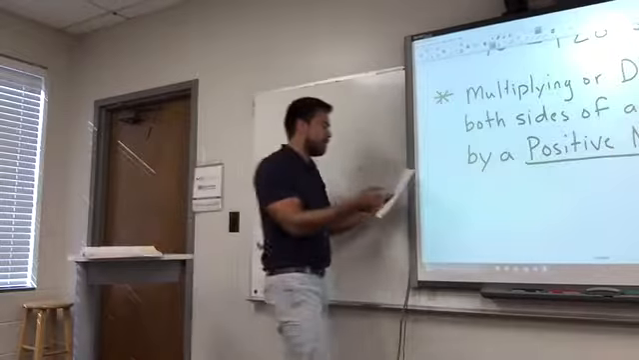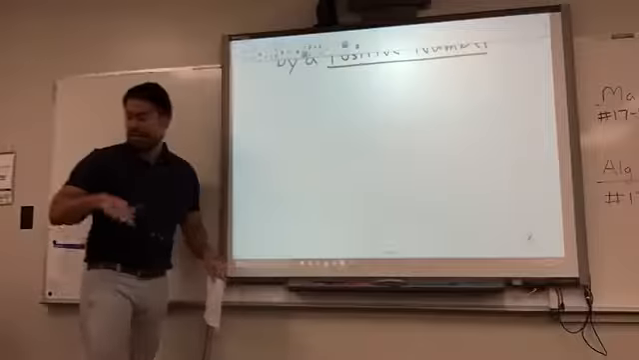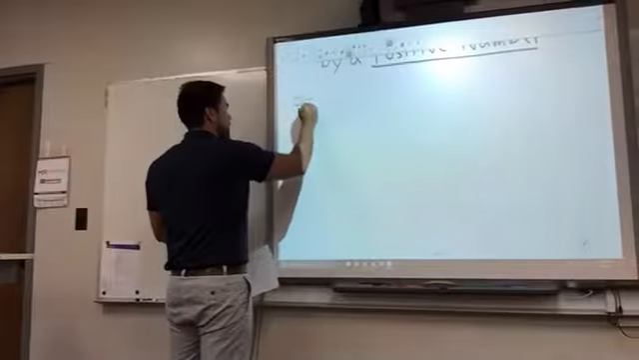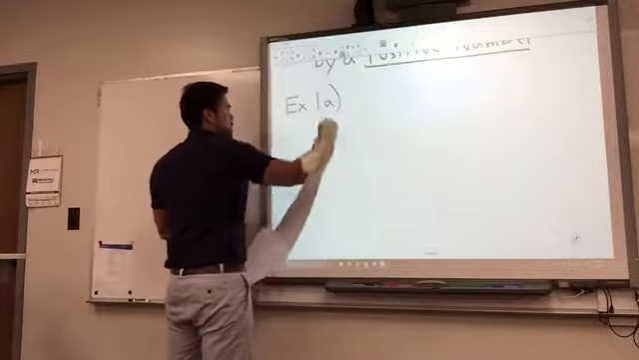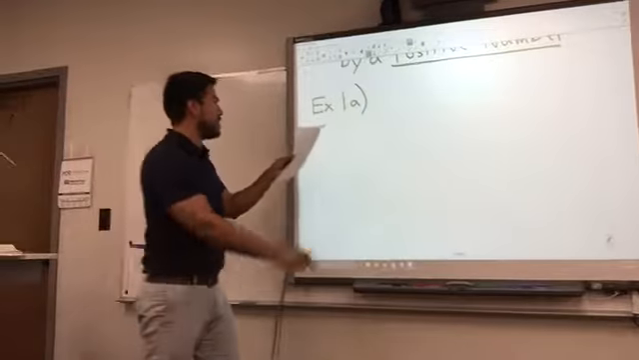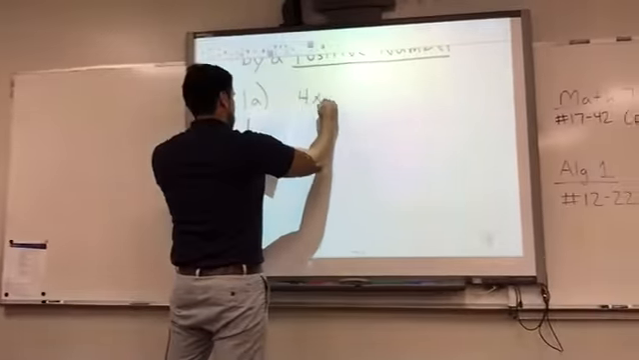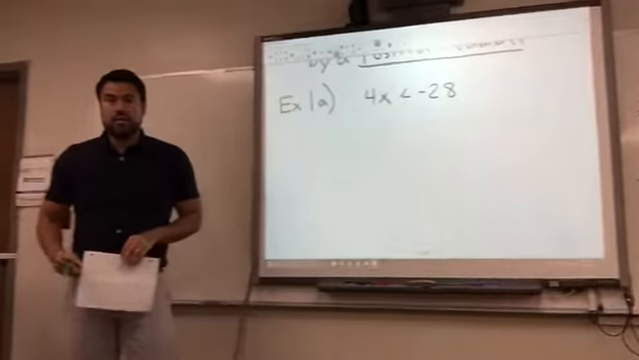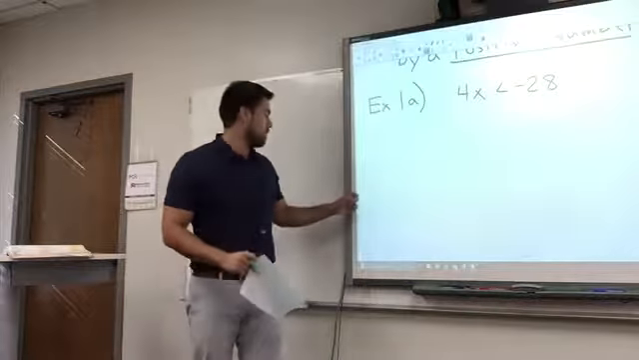Let's just start with an example here. Go to example 1. So I think you got to turn the page. Example 1A. I'm going to look at that one first. All right, that one's 4x is less than negative 28. Okay. Yes, sir? Oh, let me get that for you.